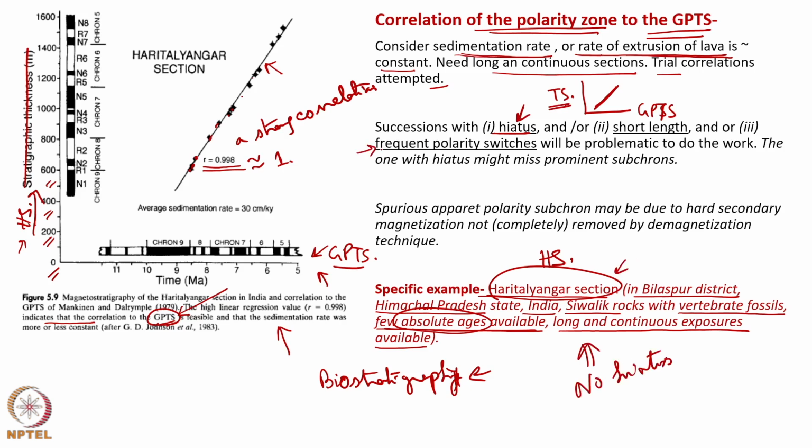If there are very frequent polarity switches, then such correlation will be problematic or difficult to generate. Conversely, if I get a curve of best fit which is not a straight line, then it can indicate a hiatus somewhere, or it can indicate too many polarity switches. Spurious apparent polarity subchrons may be due to hard secondary magnetization not completely removed by demagnetization techniques.